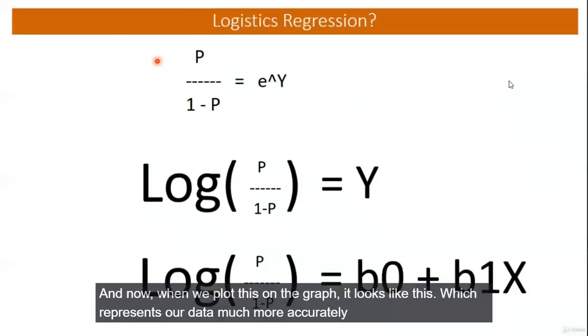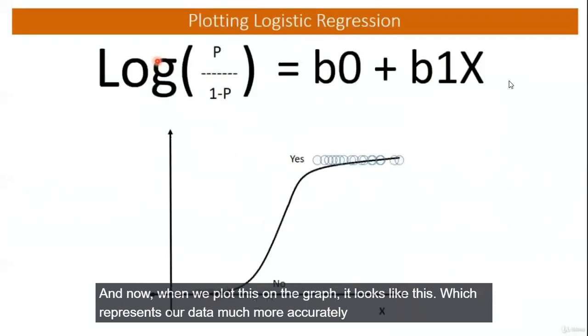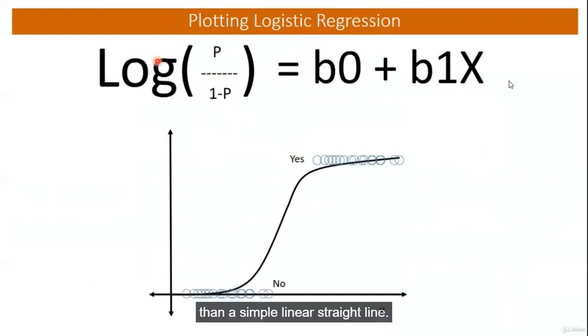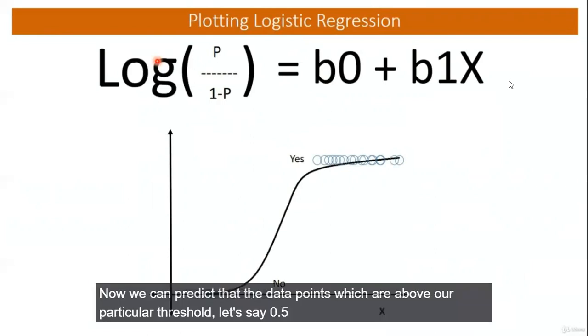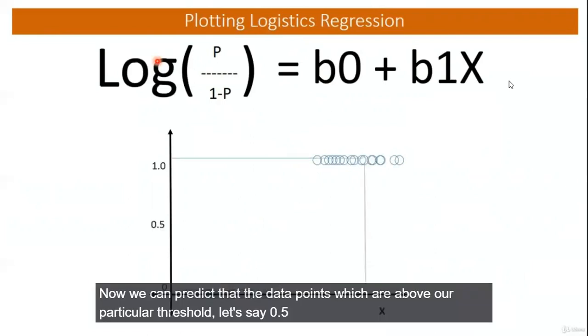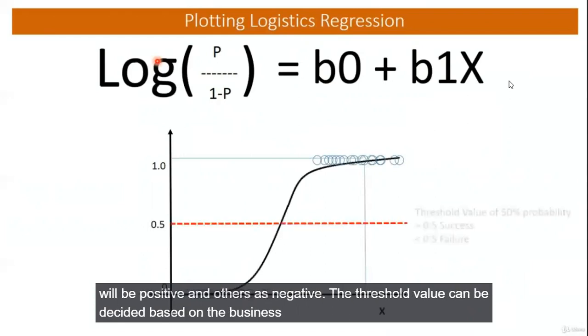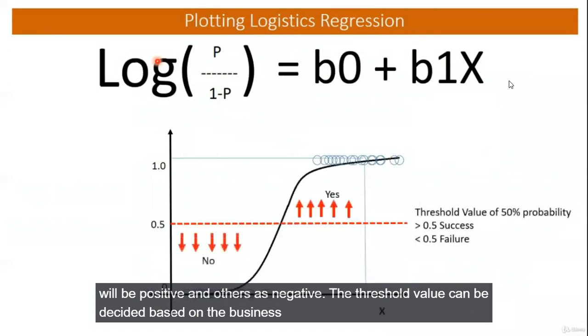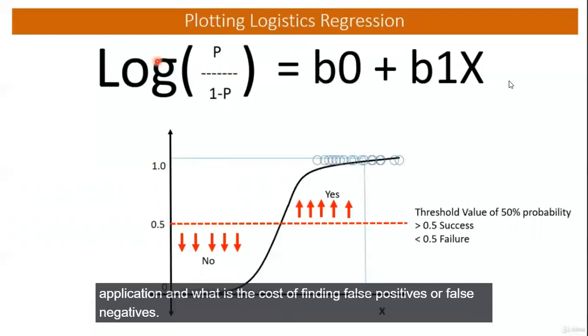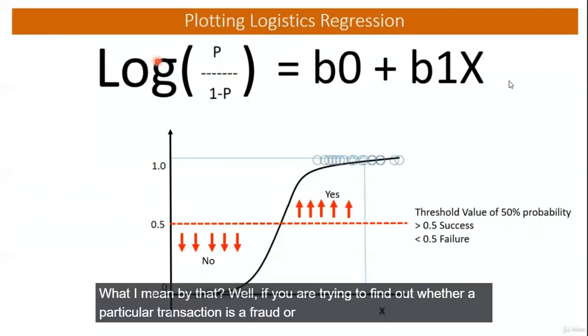And now when we plot this on the graph, it looks like this, which represents our data much more accurately than a simple linear straight line. Now we can predict that the data points which are above a particular threshold, let's say 0.5, will be positive and others as negative. The threshold value can be decided based on the business application and what is the cost of finding false positives or false negatives. What I mean by that?